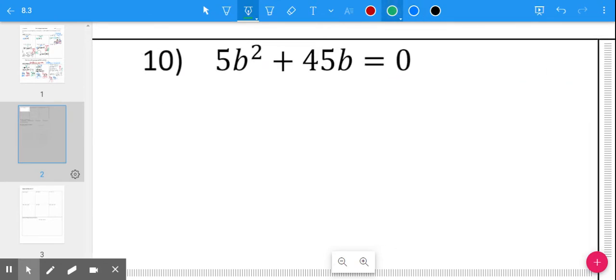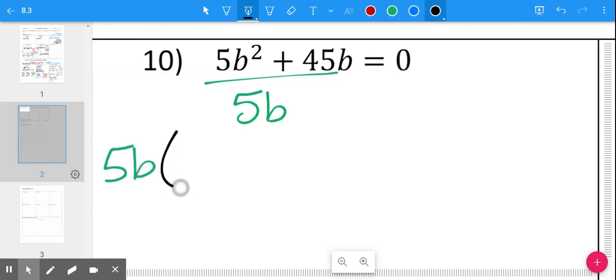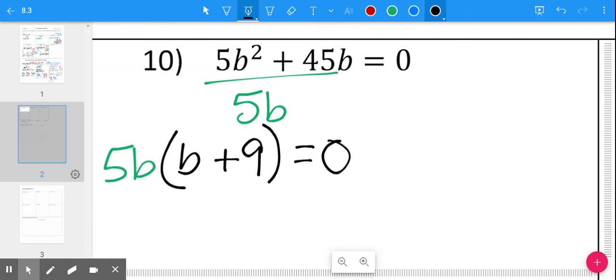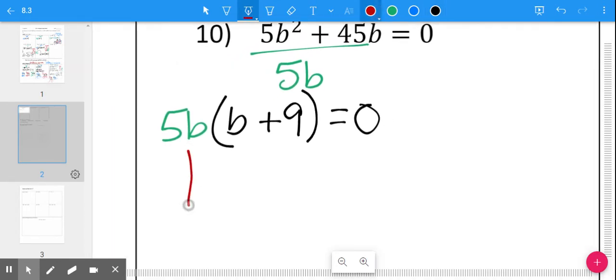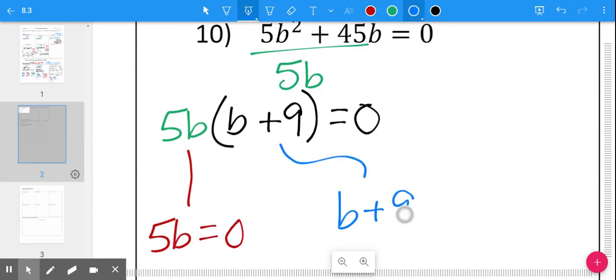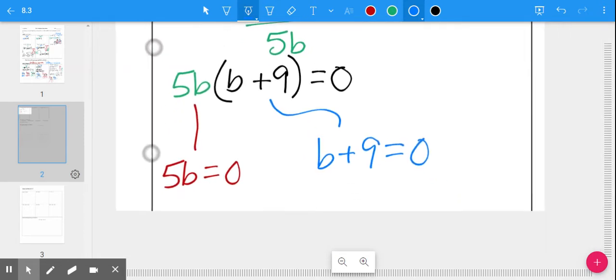So the first thing I see is that both of them have a b, and both of them are a multiple of 5. So that's the first thing I'm going to pull out, that 5b. So 5b squared divided by 5b is b. 45b divided by 5b is 9. So at this point, all you have to do is break it down. So we've got 5b equals 0 and b plus 9 equals 0.